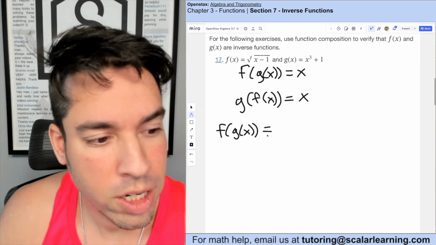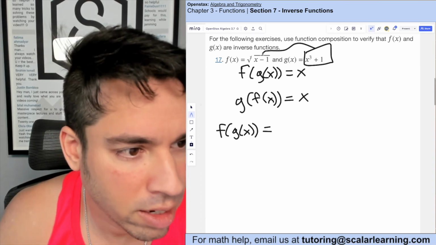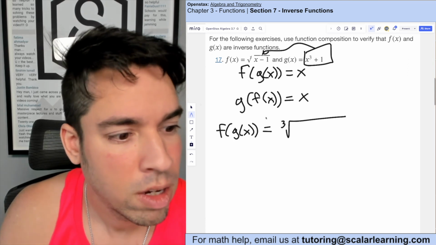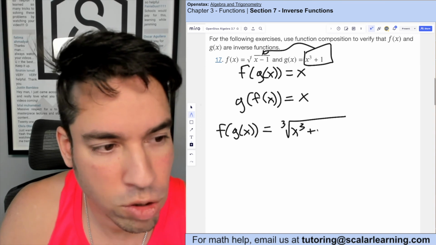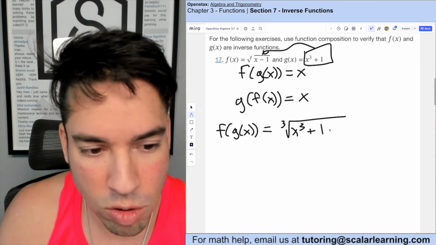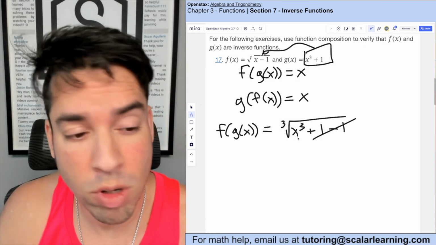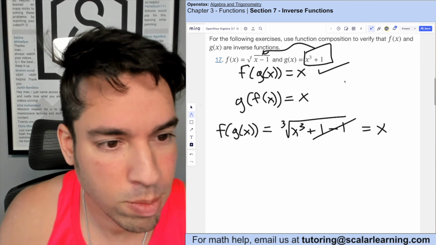So for f of g of x, what I'm doing is I'm taking g of x and I'm plugging it into the x for f of x. So I'm going to rewrite it as the cube root of g of x on the inside, replacing that x. So we got x cubed plus 1, and then that minus 1 is still there. So check this out. These two cancel out, and I'm left with the cube root of x cubed. Well, guess what? That is x. So this one has been verified.